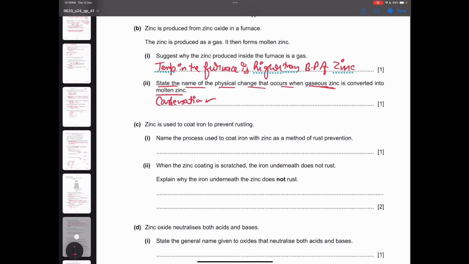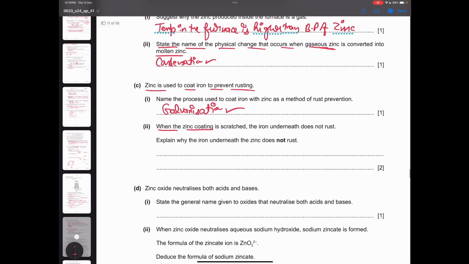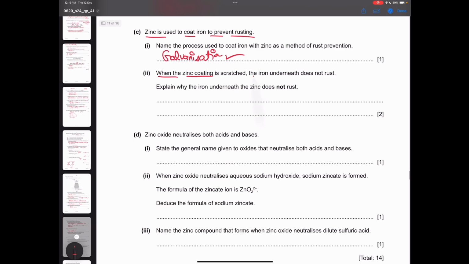Zinc is used to coat iron to prevent rusting, and we know that the process is called galvanization. When the zinc coating is scratched, the iron underneath does not rust. Explain why the iron underneath the zinc does not rust. See, the whole idea of using zinc to protect iron is that zinc is more reactive, so it will get oxidized first. It will react first. So you just need to mention zinc is more reactive than iron.